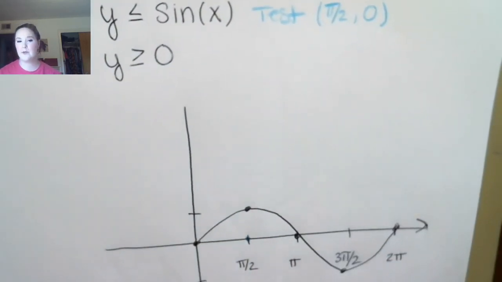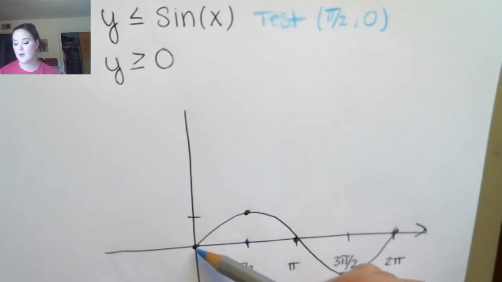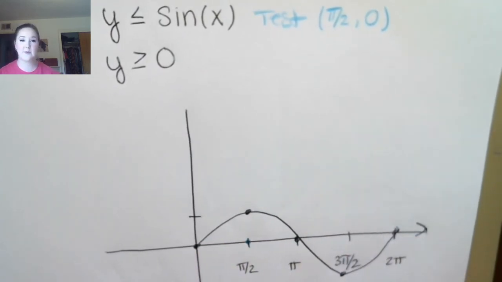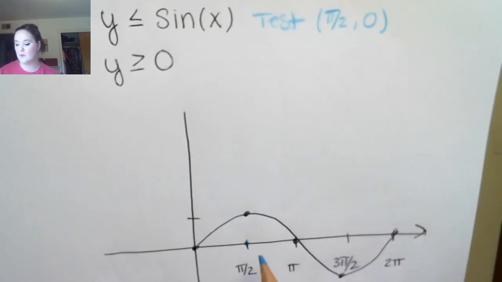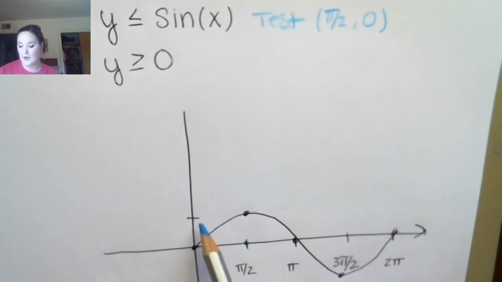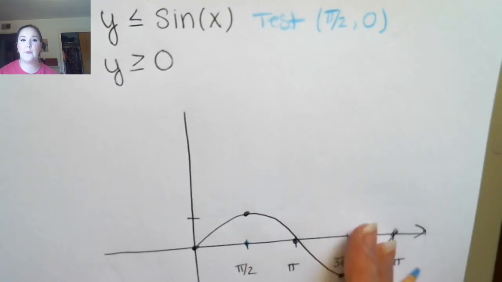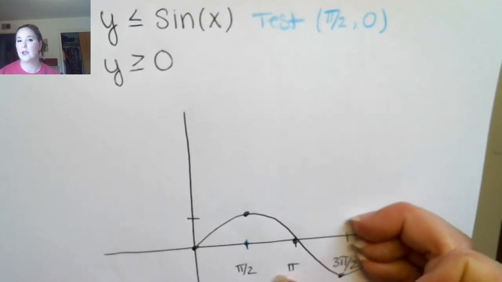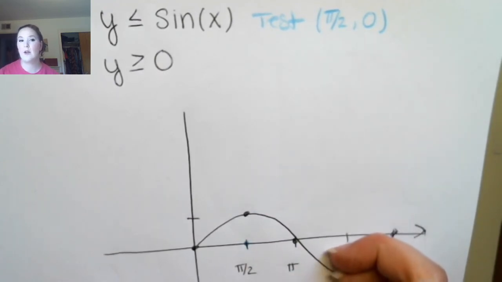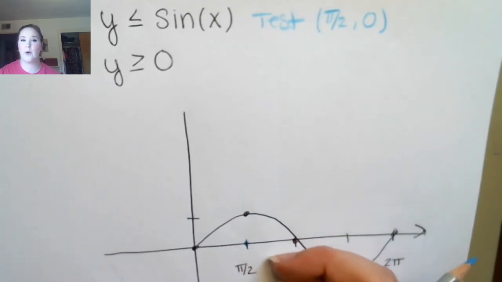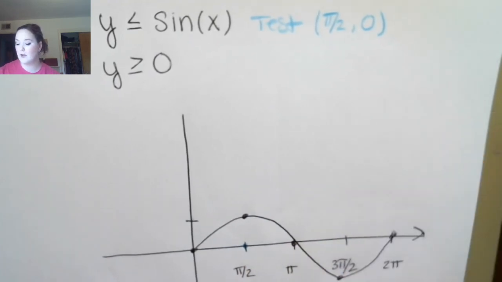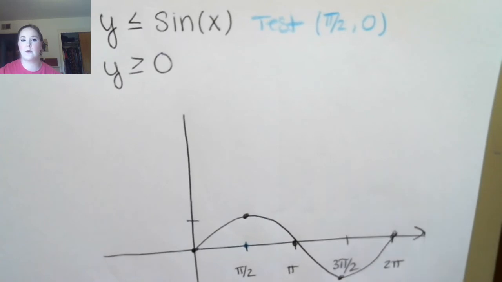Remember, you don't want to pick something that's on the graph, so you can't pick this one, or this one. Those would be the easy ones that are on there. But you want to pick something that's away from that. So you could certainly pick (0, 1), (pi over 2, 0), or (pi, 1), anything like that. But you do want to pick something that's easy to plug into sine, so one of the special angles or one of the quadrantal angles. And then you want to pick something that you know where it is on the graph.